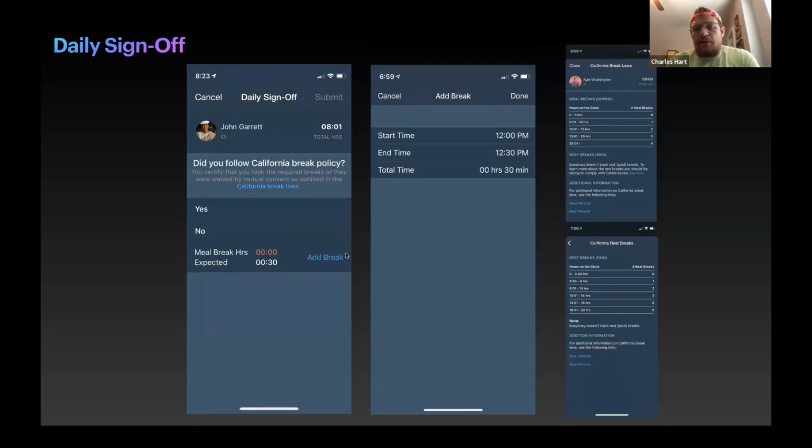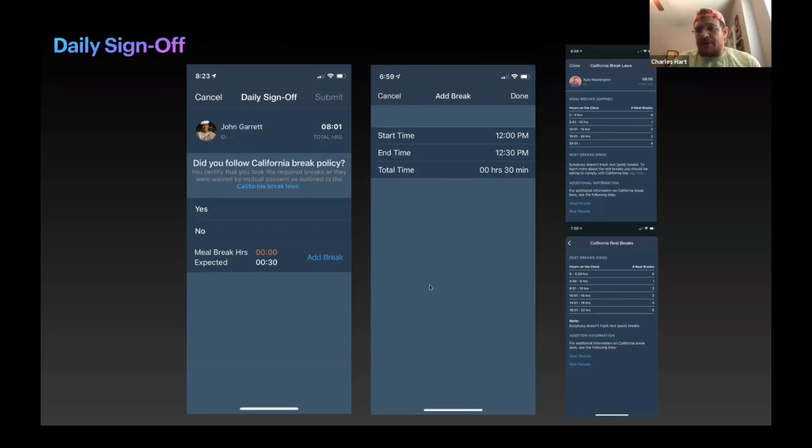The other thing we allow is for the employee to add a break themselves. And when they add this break, they come to this next screen, and we default the start and end times and the duration, but they can change these and say when the break actually occurred. And this again is important because it's the employee describing when they took that break and that they followed the California break policy. So these are examples of an employee doing this sign off.